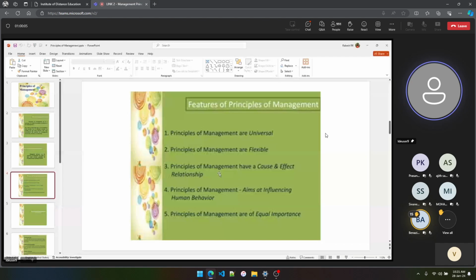Okay, principles of management have a cause and effect relationship. Why it is having a cause and effect relationship is nothing but if you are implementing a principle, it will create a result. Okay, so if you want to bring the desired result, you need to implement the right principle. Okay, that is why it will have a cause and effect.